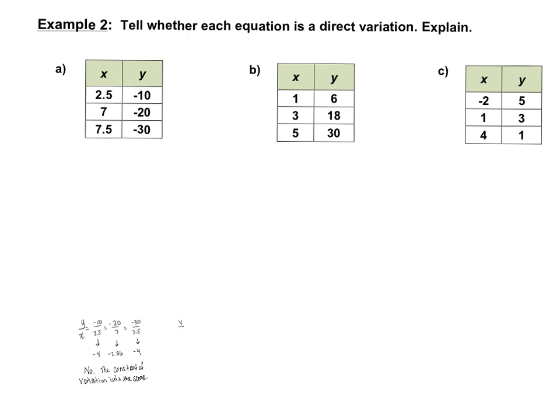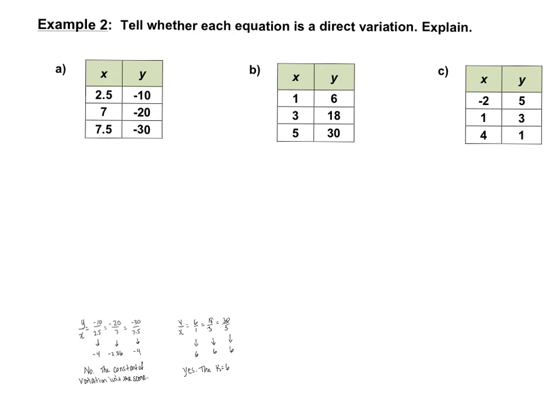So I'm going to do y over x again for all of these. So 6 over 1 equals 18 over 3, which equals 30 over 5. And so I'm going to simplify each of these. I get 6, 6, and 6. And so is this a direct variation? Yes. The constant of variation, or k in this case, equals 6.